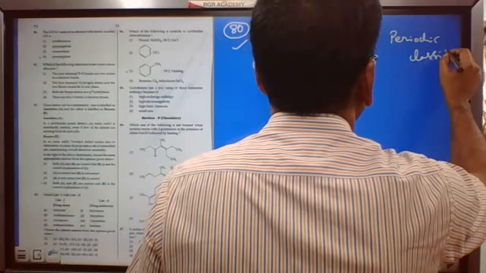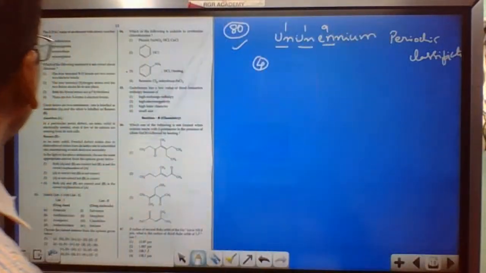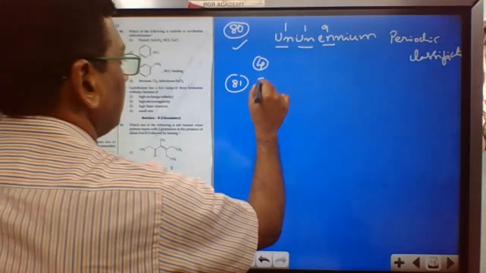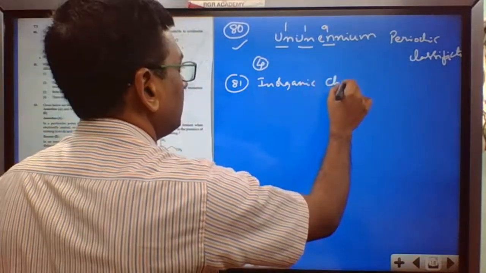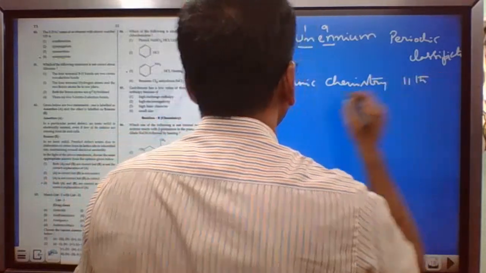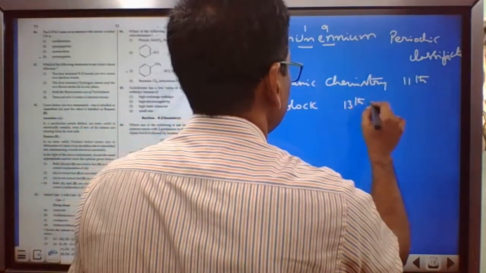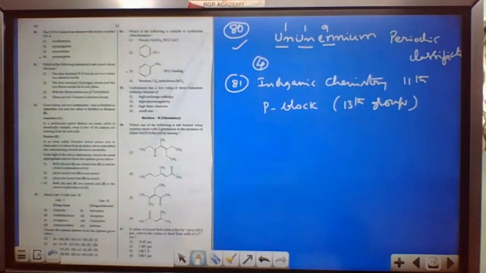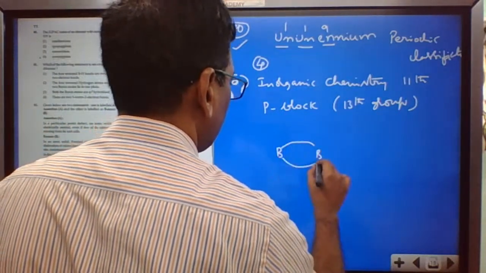So they gave one question from periodic classification, one question from atomic structure, and one question from chemical bonding. Question 81 is from inorganic chemistry, 11th class P block, that is 13th group elements, regarding boron, especially diborane. This is the diborane structure.